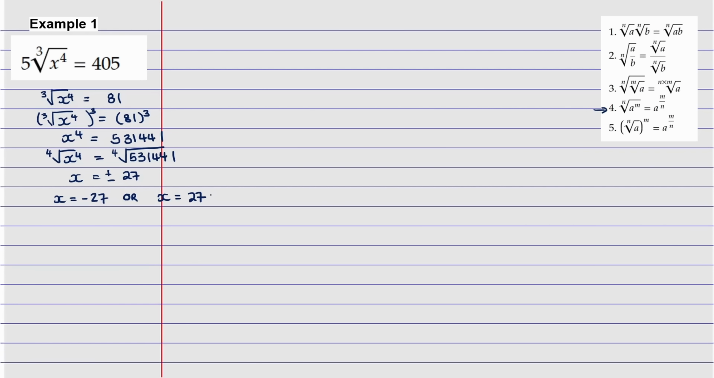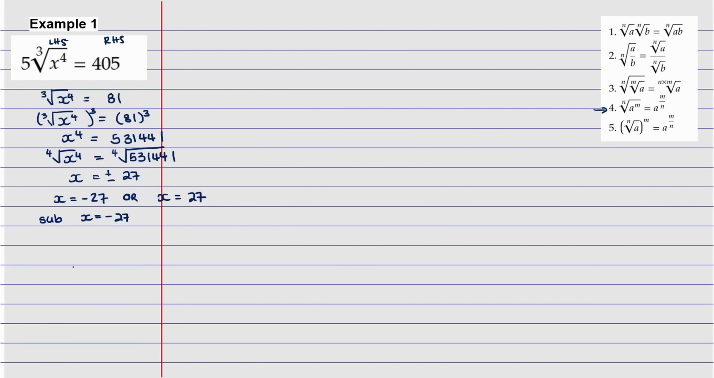Since we are dealing with roots, what we need to do is check which one is the right one, right? So how do we do that? We have to substitute x equals negative 27 into the equation here. If I substitute and the left hand side gets to be 405, meaning the left hand side and the right hand side are equal to each other, then I'm going to pick that answer. If they're not equal to each other, then it's not the answer. So let's do the first one.